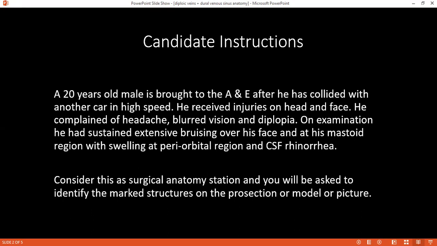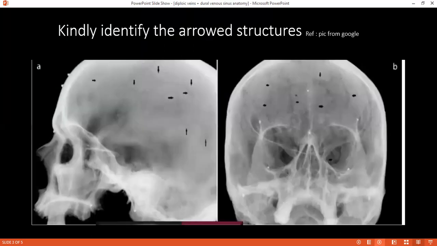Right. So if you have read and understood, considering its surgical and administration, kindly please tell me if you can identify in picture A, what are these arrows? What can you see? What are these? These are possibly diploic veins, ma'am. Yes, what are diploic veins? Diploic veins are veins in the diploic space of the skull, and they drain the diploic space to the dural venous sinuses. Very good.